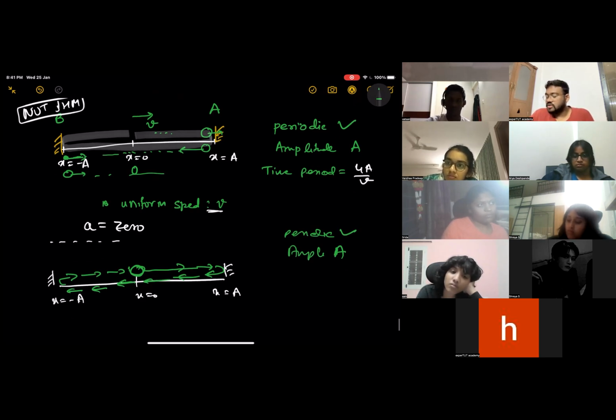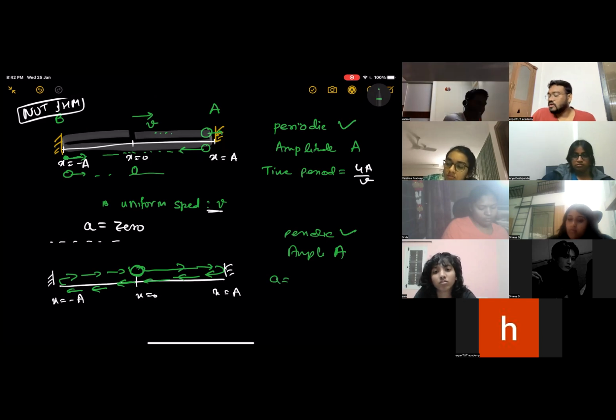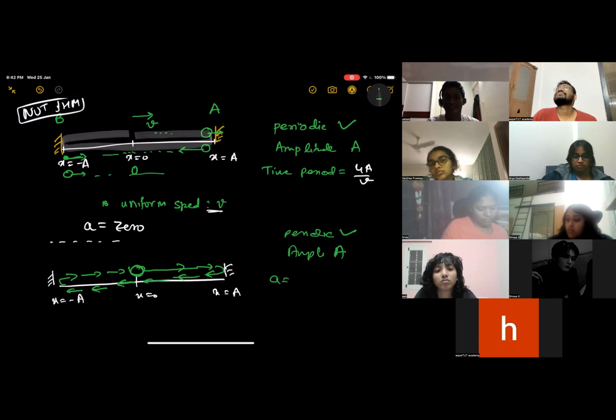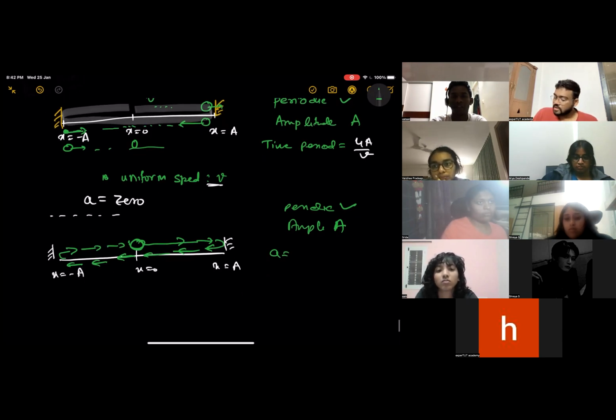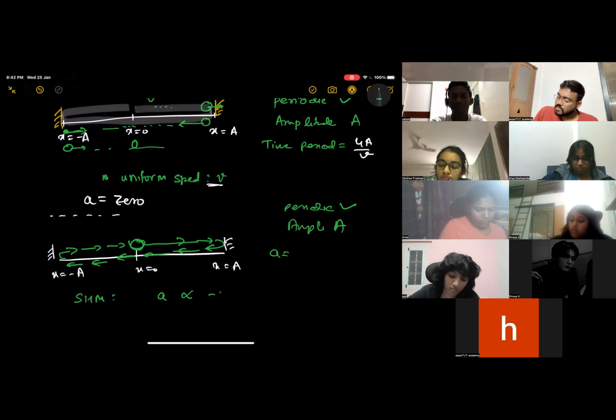Okay. Now see, the kind of fashion it goes is that, let's say, acceleration is equal to the acceleration of the ball. So I'll tell you directly what is SHM. Okay, what is SHM? SHM is when acceleration is proportional to minus x.